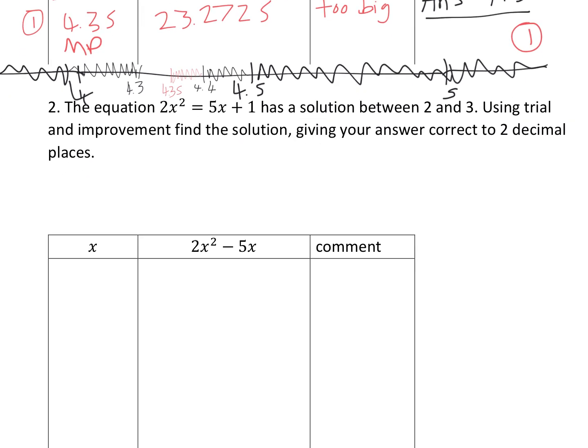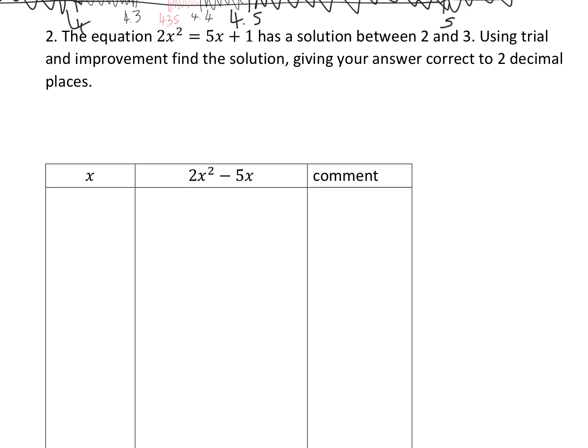Right, let's try that technique again with question 2. The equation 2x squared equals 5x plus 1 has a solution between 2 and 3. Using trial and improvement, find the solution, giving your answer correct to 2 decimal places.